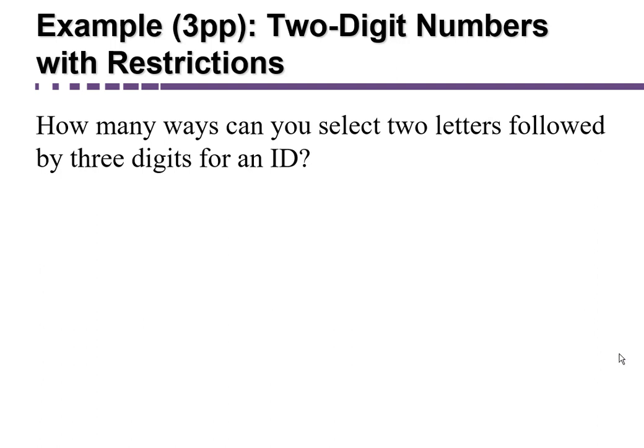All right, example 3. How many ways can you select 2 letters followed by 3 digits for an ID? Well, for the strategy of this, we set it up like so. These will be our 2 letters followed by 3 digits. So that would be like 5 places. Now, how many letters are in our alphabet? Well, there are 26 letters. And there's no restriction. And now for the digit part, we can use all 10 symbols.